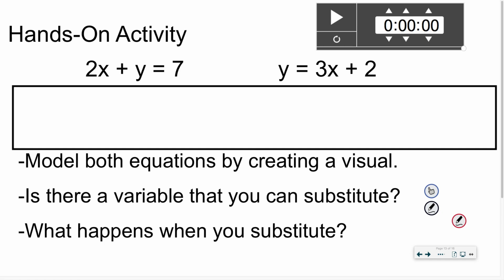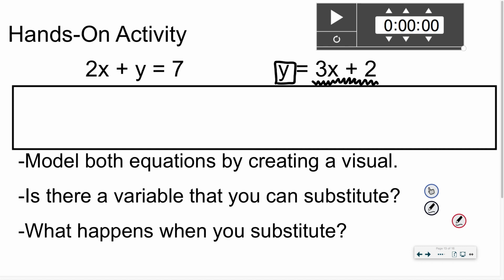Oh, I know. What do you know? Well, do we know anything specific about the value of one of the variables? y is 3x plus 2. So y, the variable y, has the same value as 3x plus 2.